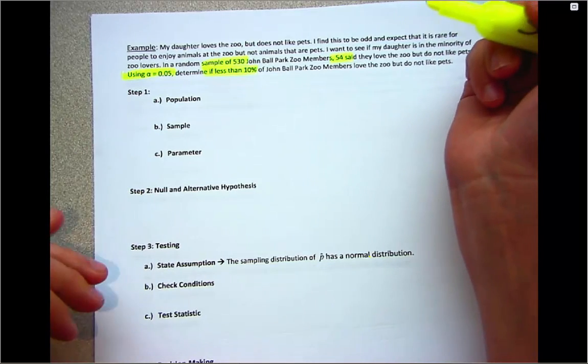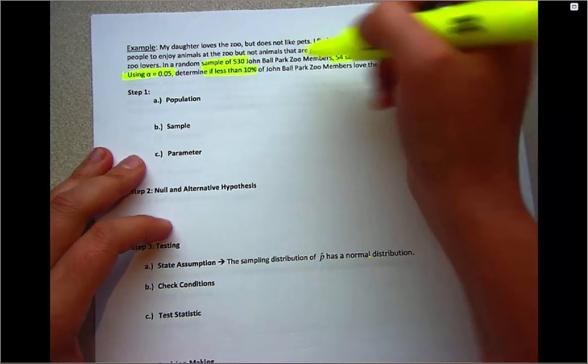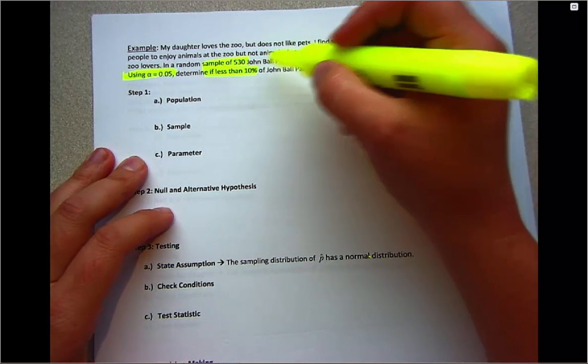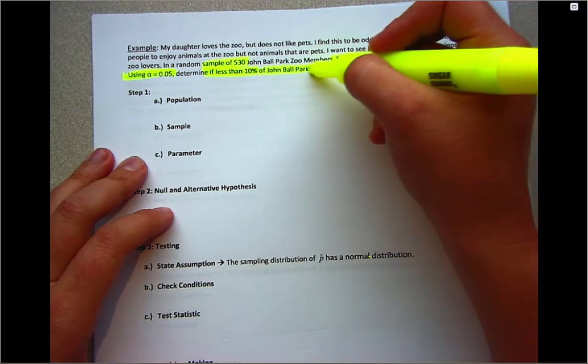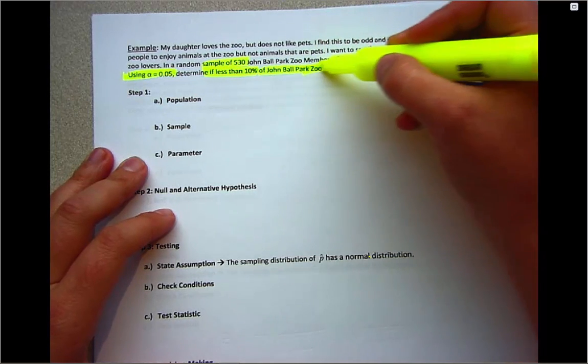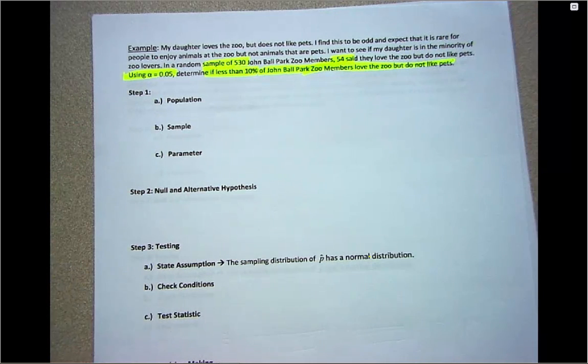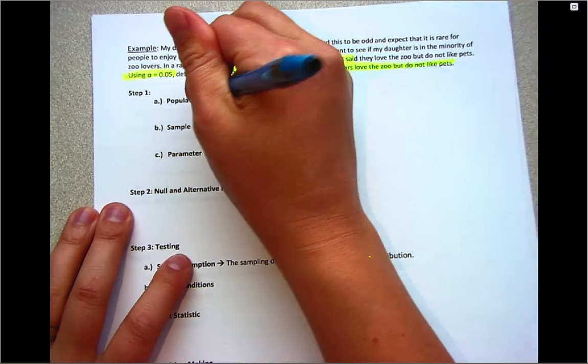And then the last thing that you need is information on writing your parameter. So that includes your population. So here our population is John Ball Park Zoo members, and then our success is if they love the zoo but don't like pets. So when I start in step 1, I just stated the population.